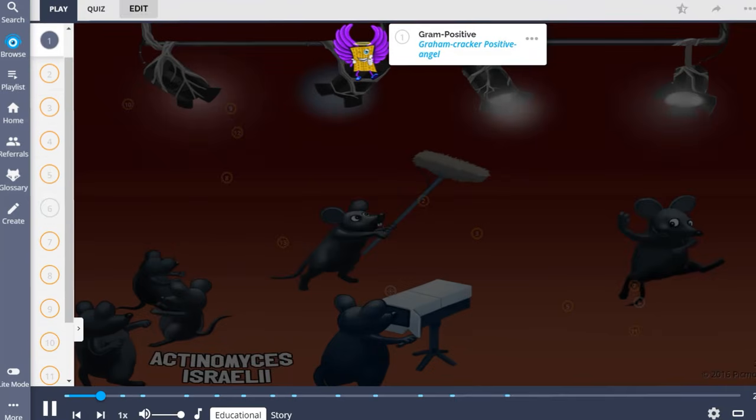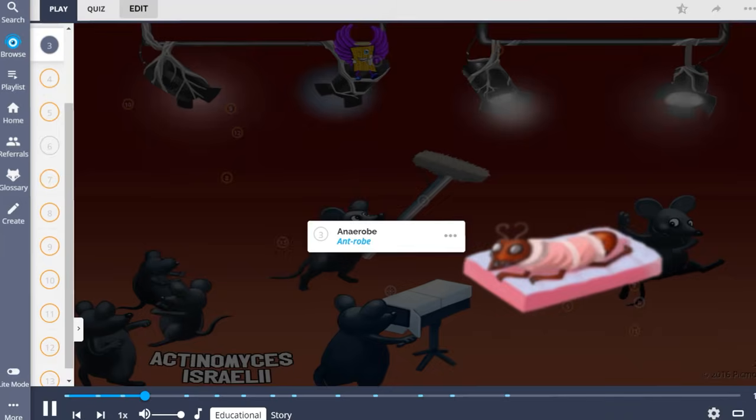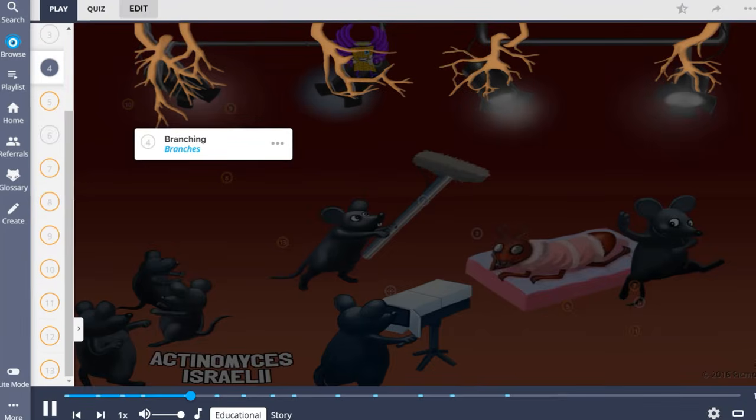These bacteria stain gram-positive, shown by the graham cracker positive angel, and are rod-shaped or bacillus-shaped, explaining the rod in the image. Actinomyces israelii bacteria prefer to grow in an environment void of oxygen as they are anaerobes, illustrated by the ant in her robe. These bacteria are unique in that their colonies grow as branching filaments depicted by the branches.